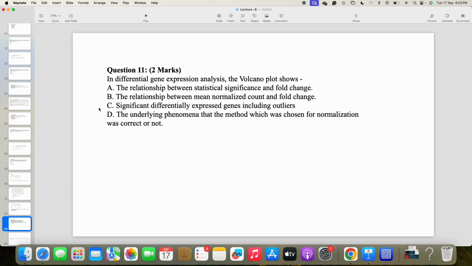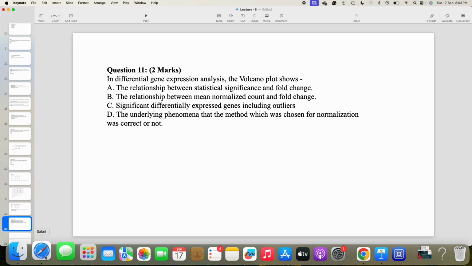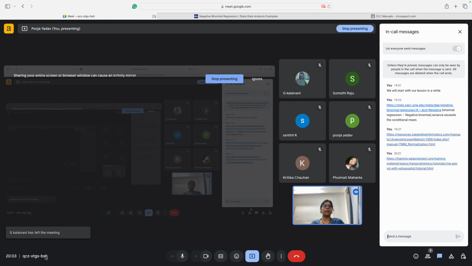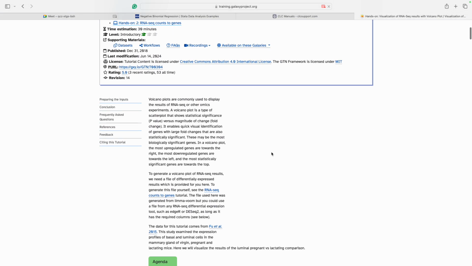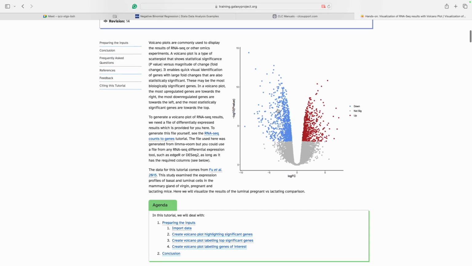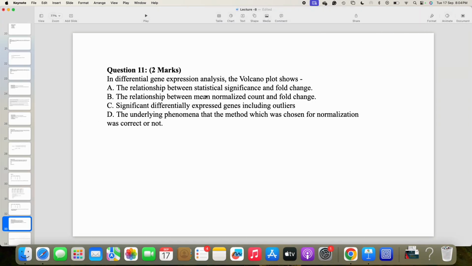So after normalization and for the analysis, we plot our differentially expressed gene just to analyze our data. So one such plot is volcano plot. So what information does this volcano plot give? For the volcano plot, we plot the log 10 of p value plus the fold change value. So it is the relationship between the statistical significance and fold change.